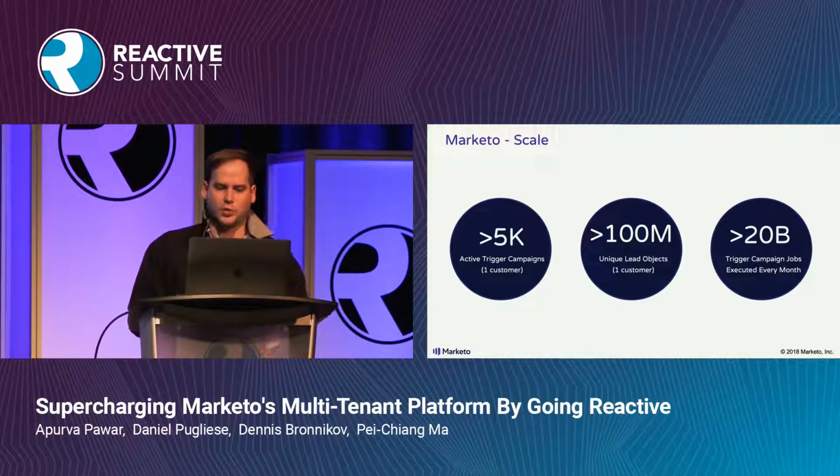We have one customer with more than 5,000 different active trigger campaigns listening on all the events happening within the system. We have another customer with more than 100 million unique lead objects that are all tracked. And then finally, our system handles over 20 billion trigger campaign jobs every month.